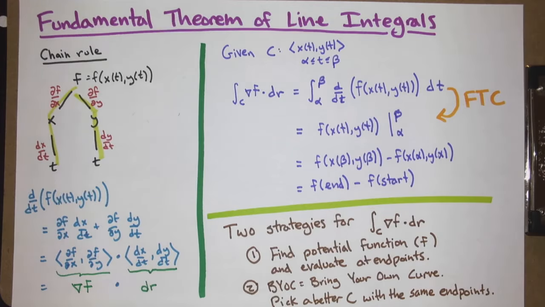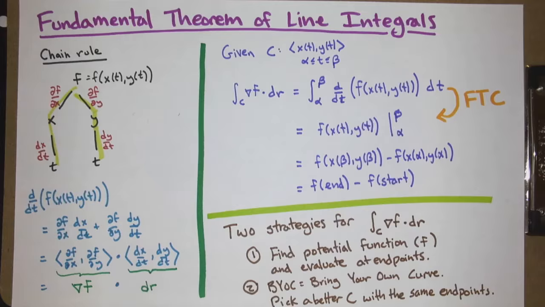So that again leads us to 2 strategies we've already mentioned. If we're trying to integrate along the curve gradient of f dot dr, one way we can do it is find the potential function and evaluate at the endpoints. Now, I say one way you can do it because you might remember sometimes integrating is hard. And you can know that something has an integral, but that doesn't mean you can find it. So there is a second strategy, which we already mentioned, bring your own curve. Pick a better curve, but having the same endpoints.